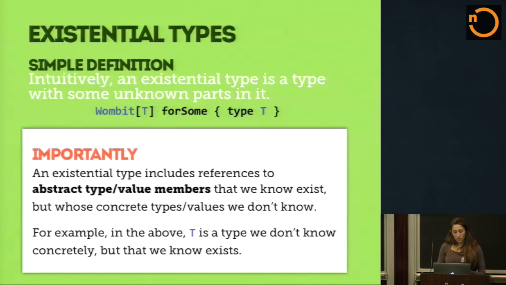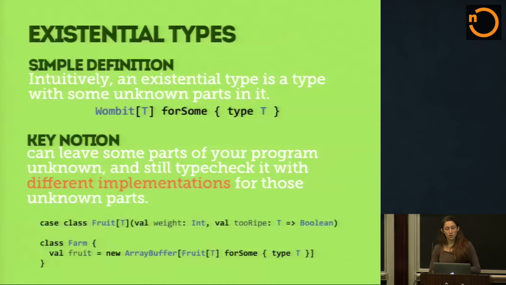So an existential type can have value members, but usually abstract types that we know exist somewhere in our program, but we don't really know, at the time when we write this one bit, what specifically T is going to be. So that's the intuitive idea, and the key notion here is that you can leave some parts of your program unknown and still type check it and have different implementations for those unknown parts.